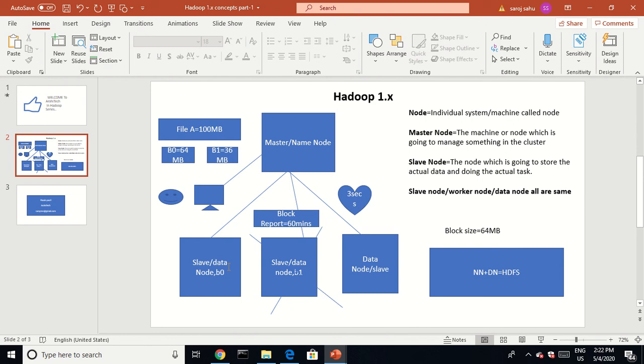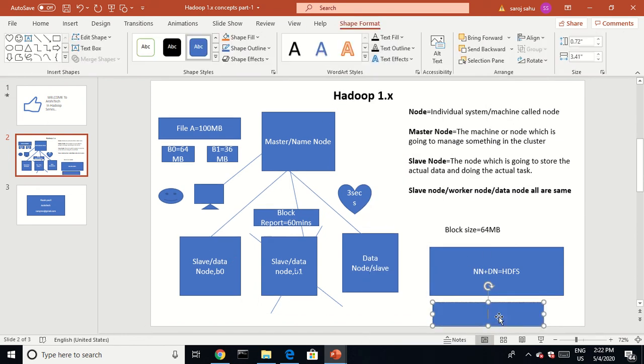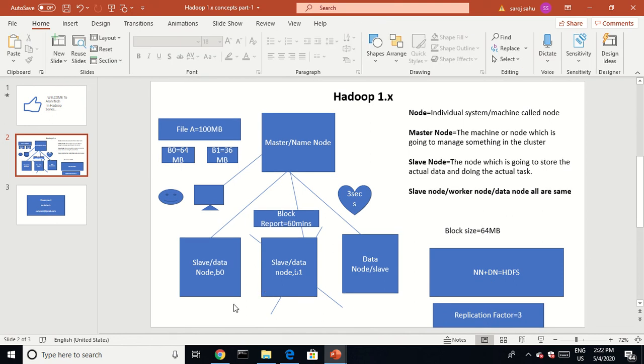So to mitigate that issue, there is a concept called replication factor, RF, replication factor 3. By default, the replication factor will be 3, and it is also configurable. The replication factor says every block should have 3 copies. So here block B0 has 3 copies. Where will it store them? It will not store them on the same machine. So duplicate blocks cannot be stored on any one machine.